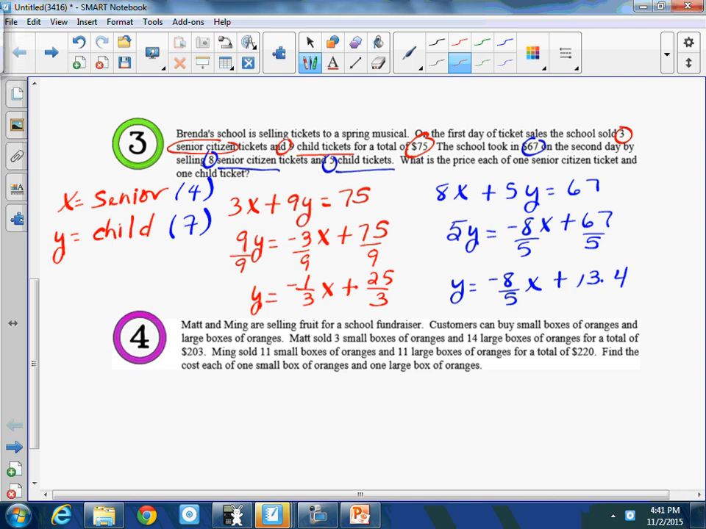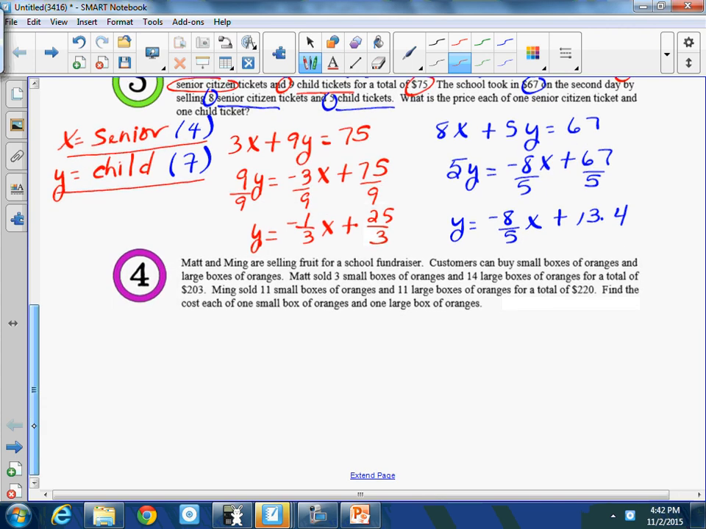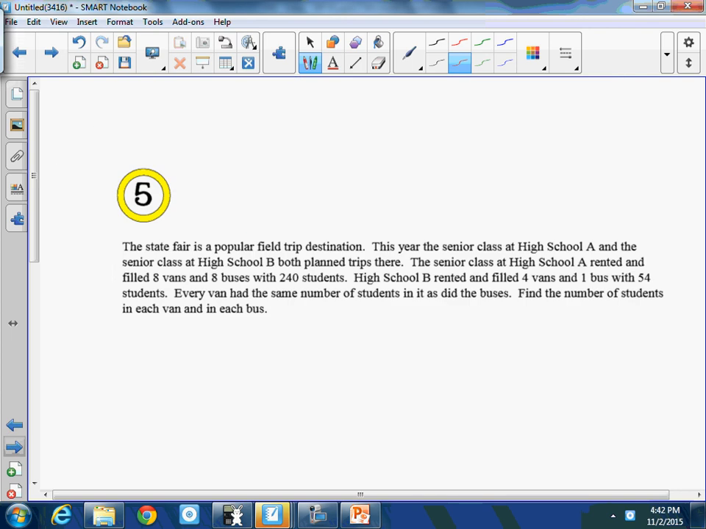So what does that mean? That each senior citizen ticket was $4, and that each child ticket was $7. All right, so you guys need to do number 7. Since you don't have calculators, I'm going to let you pick whatever method you want from that. All right, let's go to 5.